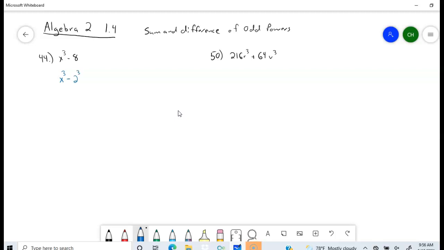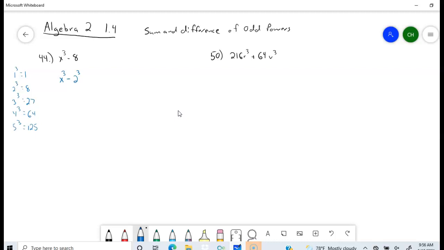All right, to be good at these, you really need to know that 1 cubed is equal to 1. 2 cubed is equal to 8. 3 cubed is equal to 27. 4 cubed, 64. 5 cubed, 125. And you probably want to take that all the way up to 10 or so. And then just be aware of it. Use your calculator to determine anything bigger than that.